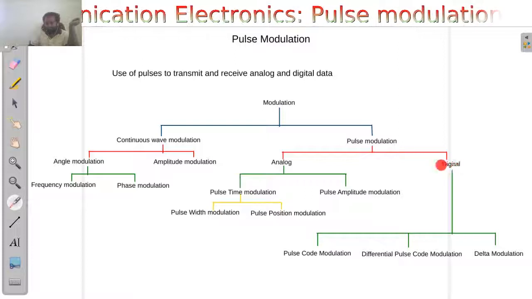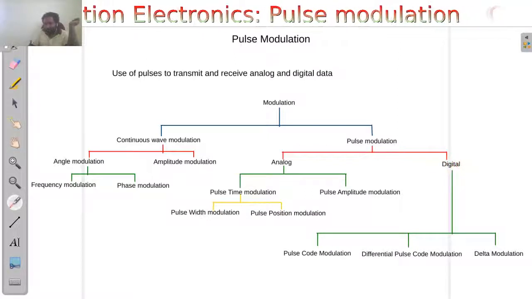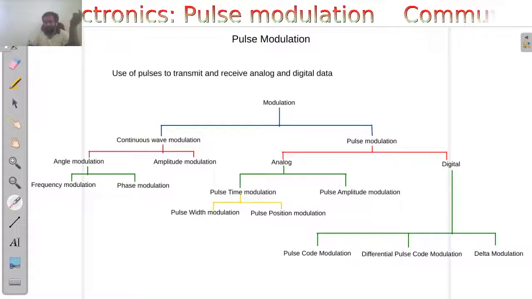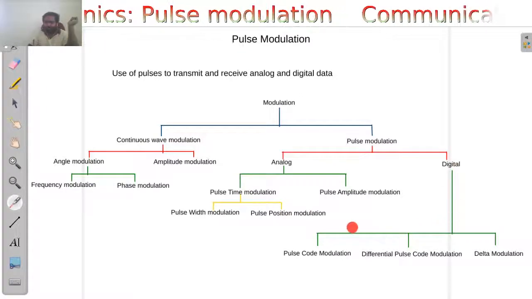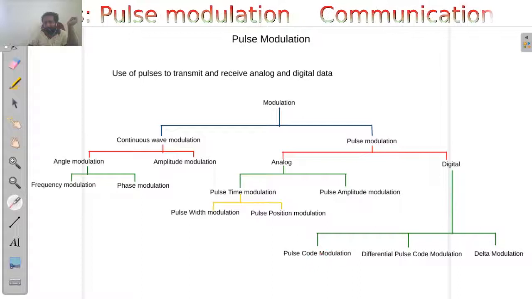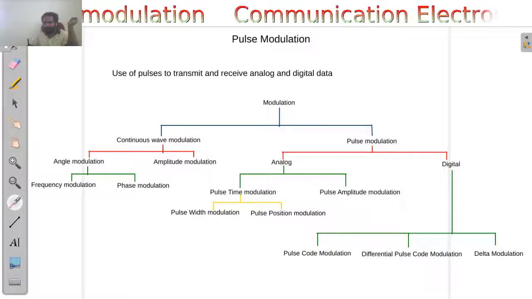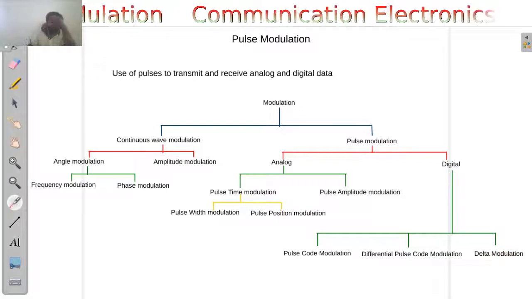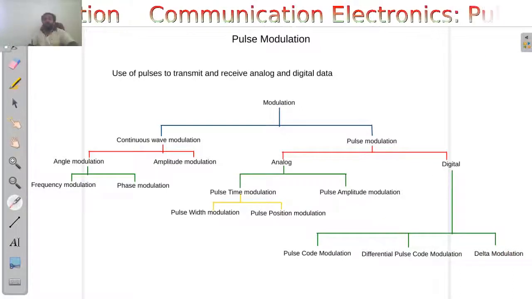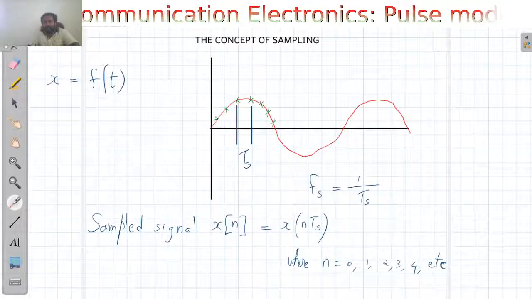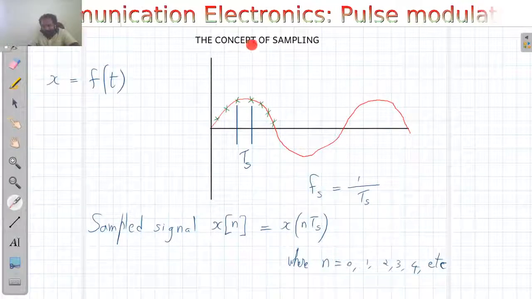And the digital modulation, in the case of pulse modulation, is not actually a kind of modulation, it is a kind of representation. We will be discussing just the pulse code modulation in the digital modulation technique. DPCM, or differential pulse code modulation, or the delta modulations will not be discussed. Okay. Now, let us see a concept called the concept of sampling.